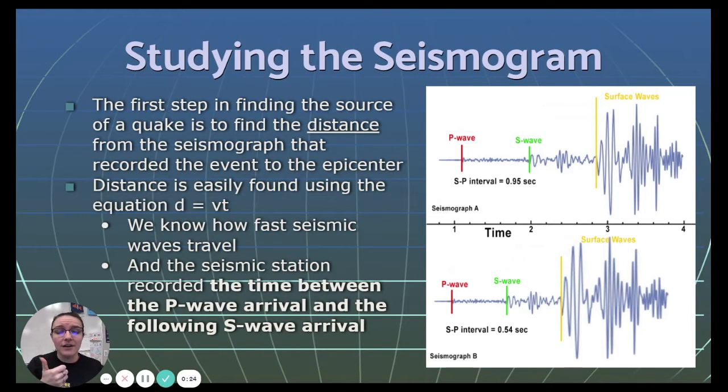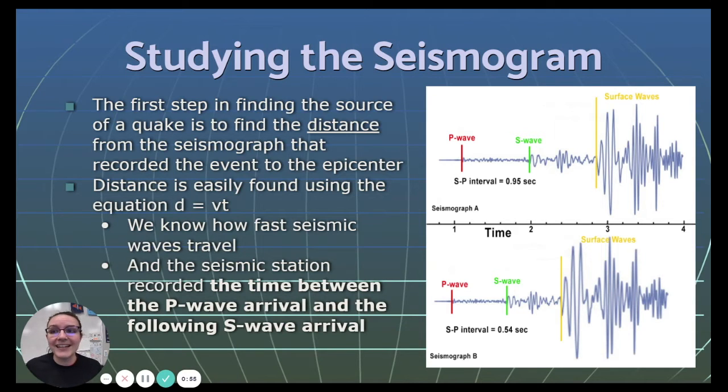Remember, P waves are the fastest. They show up first, then S waves, and then you get the surface waves like Love and Rayleigh. So the first step to finding where an earthquake originated from is to figure out the distance. We know how fast the P and S waves travel, and we can figure out how long it took them to get there. So with speed and time, we can get distance, because distance is equal to speed times time.